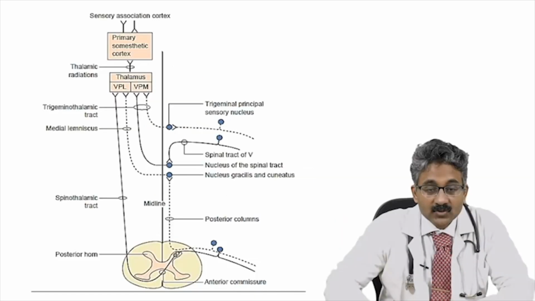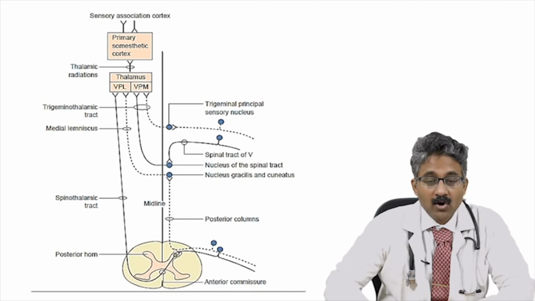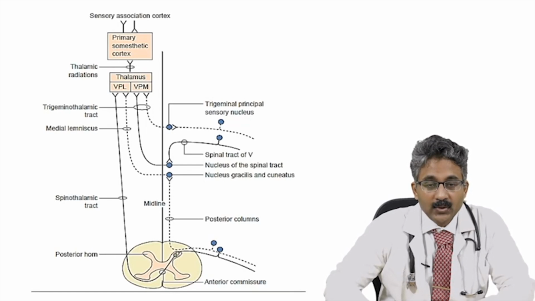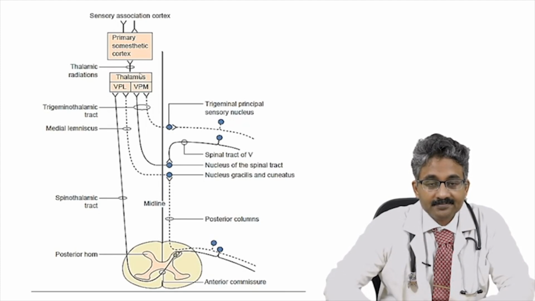Next, the dorsal ganglia also carries fine touch, proprioception, and vibration. These fibers don't synapse in the spinal cord; they ascend in the spinal cord as the posterior column, the nucleus of Goll and Burdach. They ascend within the spinal cord and then synapse in the nucleus gracilis and cuneatus in the medulla. From the nucleus gracilis and cuneatus, the fibers cross to the opposite side. See here, the fibers cross to the opposite side.